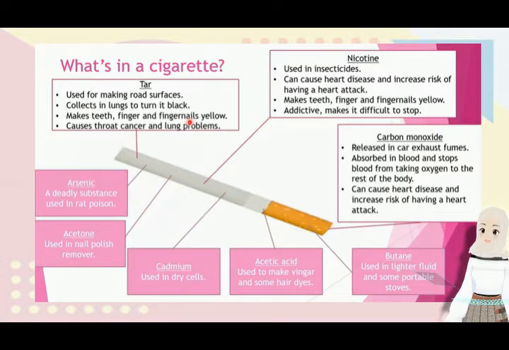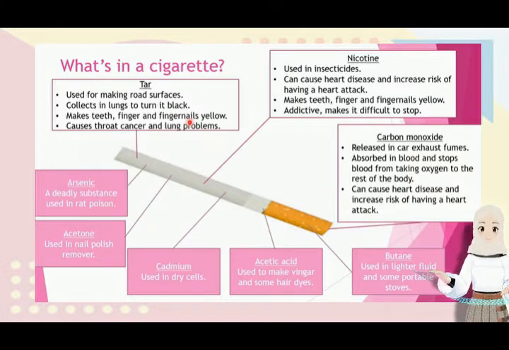Tar also makes our teeth, fingers, and fingernails yellow. It also causes throat cancer and lung problems. So tar affects inside our body and outside our body. It affects our lungs, teeth, fingers, and fingernails.